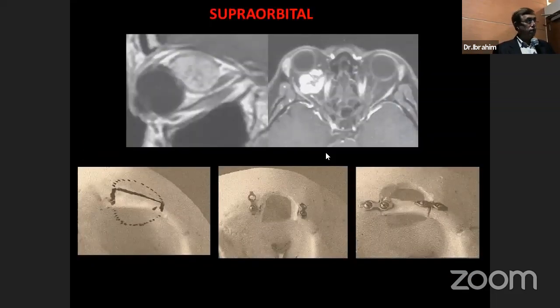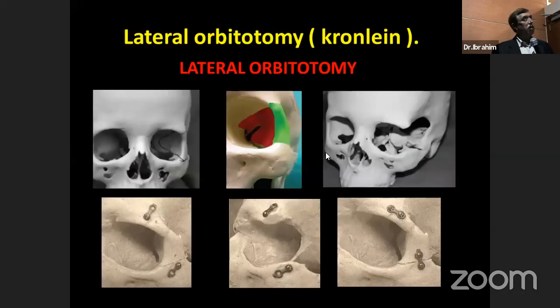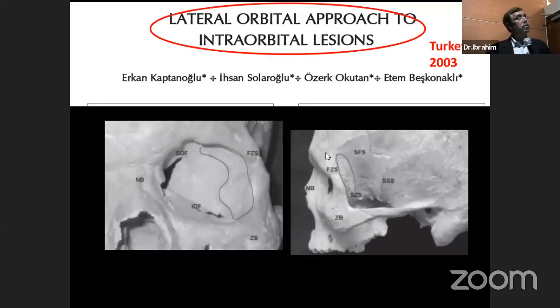You can go supraorbital, just to take the supraorbital limb of this left orbit, and then go into the orbit itself. Or you can use the lateral orbitotomy, the lateral wall of the orbit. This is the left orbit, and you can remove the lateral wall like this. You cut here at the frontozygomatic suture, remove this bone, and you'll gain more access. And then you can fix it with these small pieces. Lateral orbitotomy from Turkey.